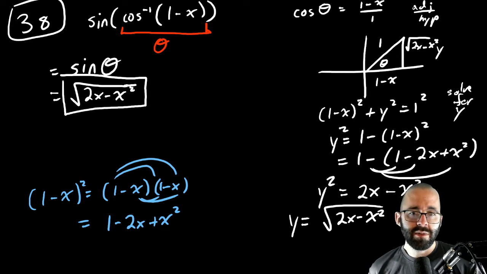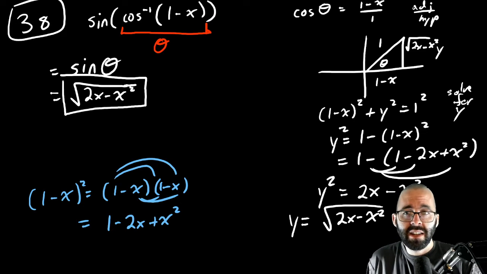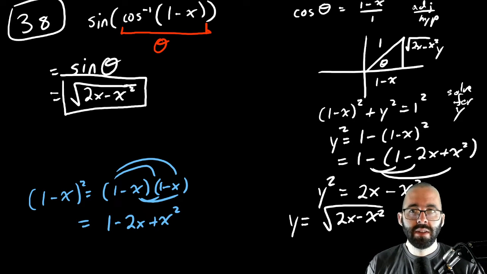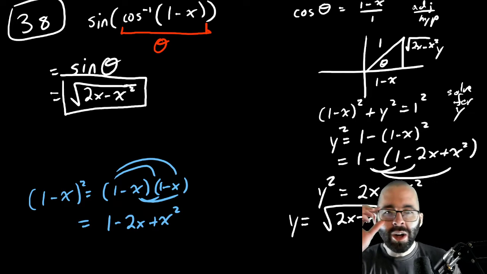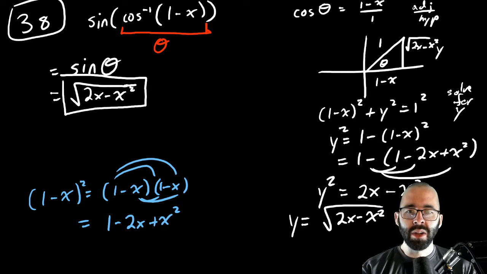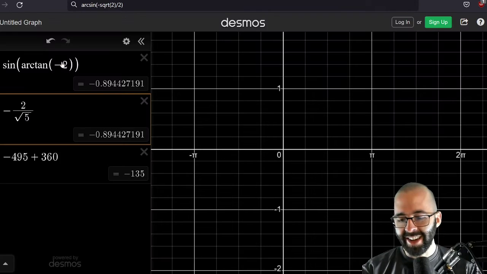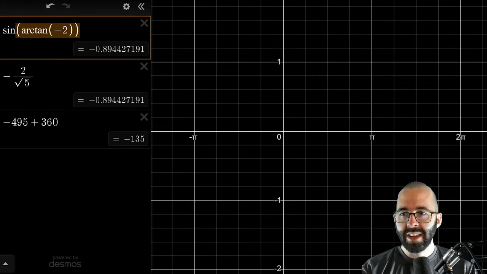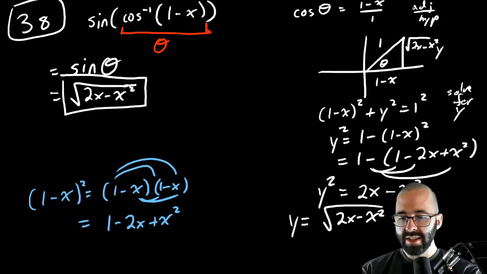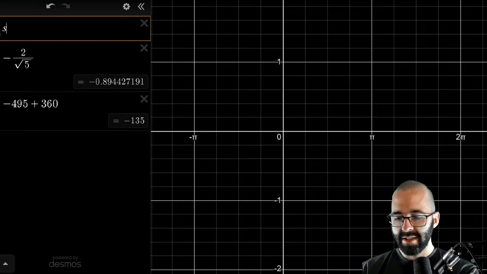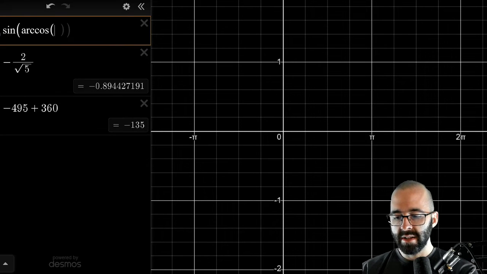It's a little hard to check our answer here because we have x's. But if you wanted, you could just plug in some values for x and see if it checks out. Specifically, watch this. I'm going to blow your mind. I might not, actually. You might not be very impressed. But watch this. The sine of arc cosine of 1 minus x.